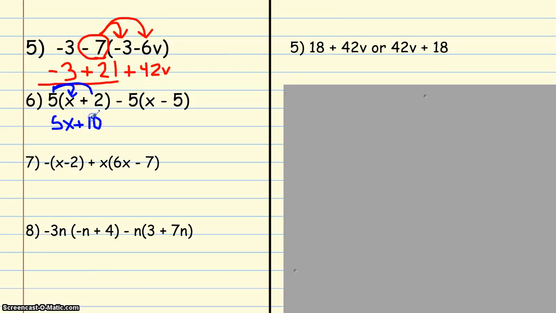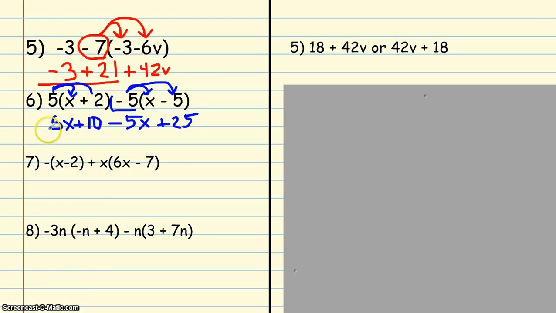Now we're going to do the same thing with the second set of parentheses, except it's not just the 5, it's negative 5. So negative 5 times x is negative 5x. And negative 5 times negative 5, well, there's the bell for the end of the day. Negative 5 times negative 5 is going to be a positive 25.